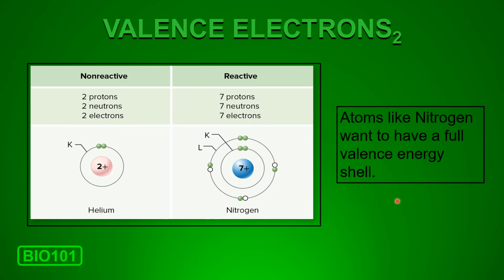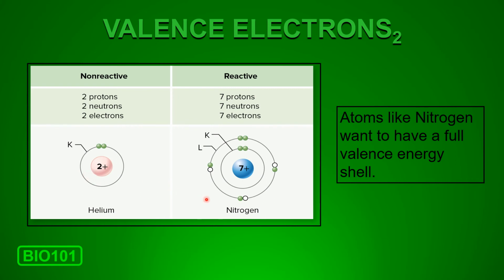Okay, so valence electrons. Atoms like nitrogen want to have full valence energy shells. So all atoms want to have full shells. All atoms want to be inert. All atoms want to be neutral. Right? Nobody wants to be unstable. And so in the case of helium, you have 2 electrons. And remember that energy level K can hold 2 electrons. So we have a full energy level around helium. Both electrons inhabit level K. So that makes helium inert or non-reactive.